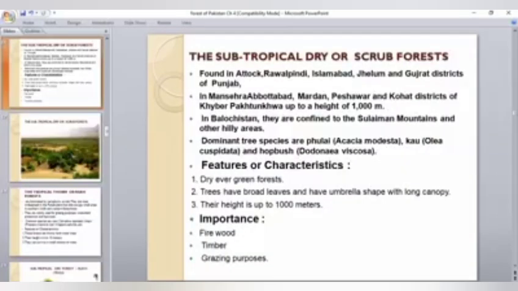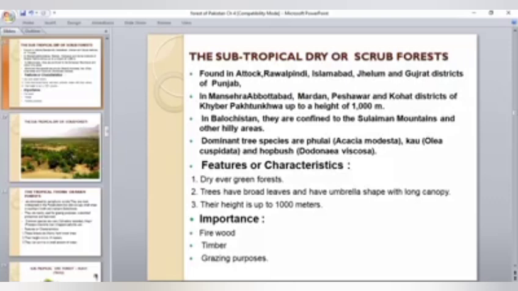Subtropical dry or scrub forest. Another type is subtropical. Found in Attock, Rawalpindi, Islamabad, Jhelum and Gujrat districts of Punjab. In Mansehra, Abbottabad, Mardan, Peshawar and Kohat districts of Khyber Pakhtunkhwa, which is up to the height of 1000 meters. In Balochistan, they are confined to the Suleiman Mountains and other hilly areas. The dominant tree species are Kikar, Phulai, and Hopbush. These are the main species.